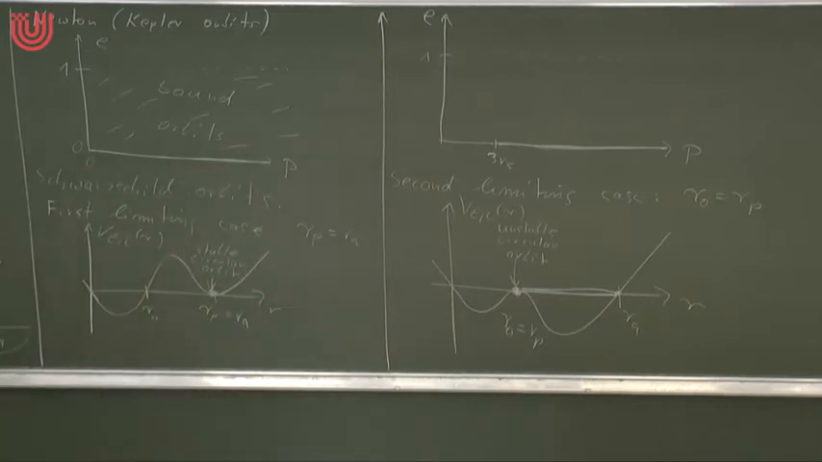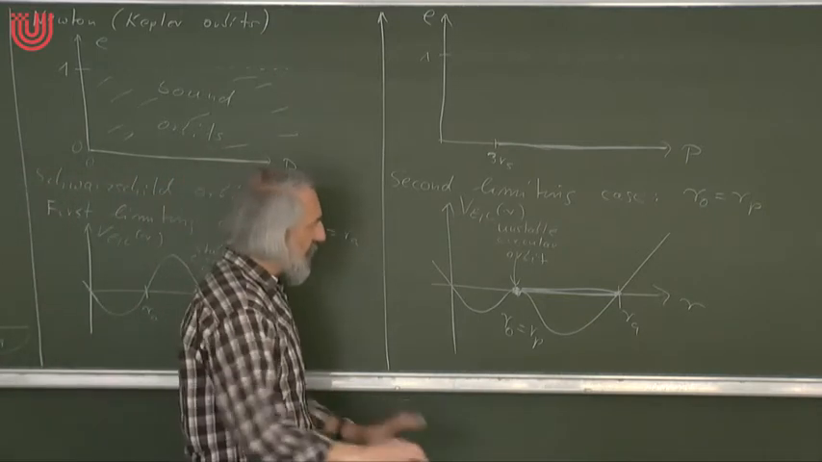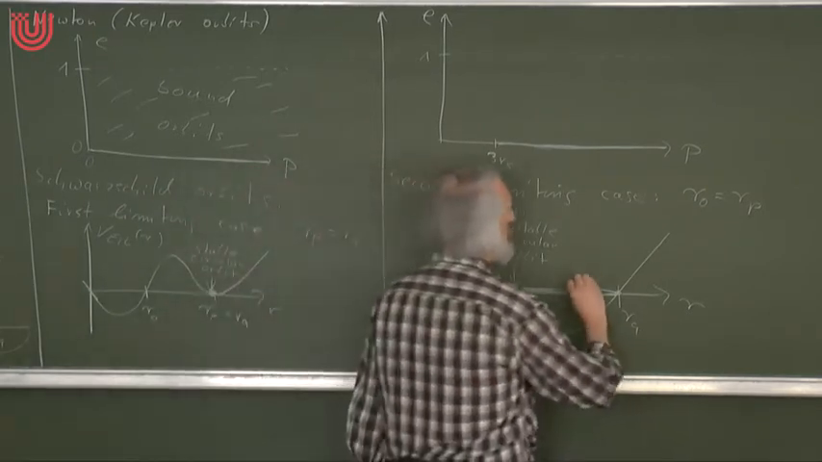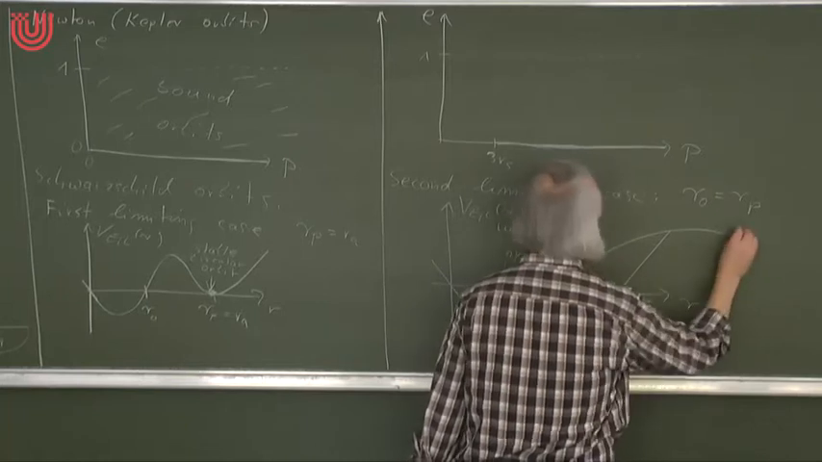So it starts asymptotically in the past at the unstable circular orbit, and it returns to the same unstable circular orbit for t to infinity. And such an orbit, which starts and ends at the same limiting orbit, is called homoclinic in Greek. So that's what we call a homoclinic orbit.